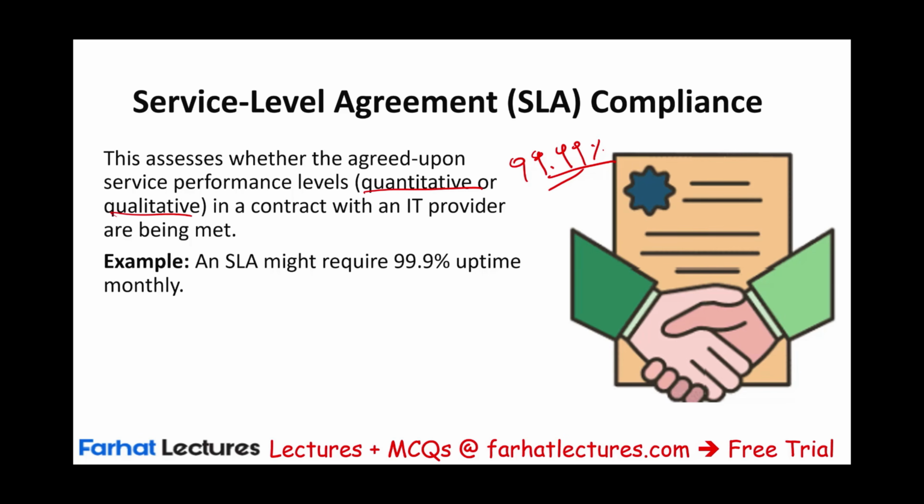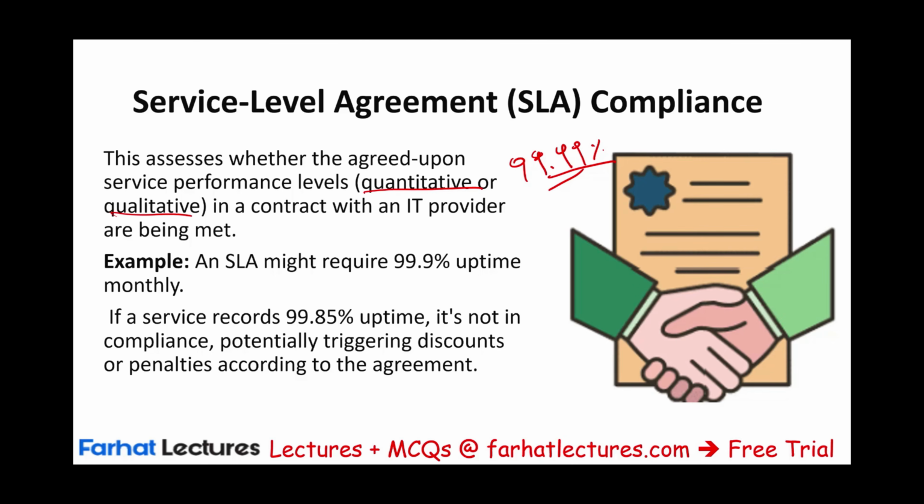An SLA might require 99.9% uptime. If a service records 99.85% uptime, it's not in compliance, potentially triggering discounts or penalties according to the agreement. And that's why you want to have an agreement: you're giving the service provider an incentive to keep your system at 99.99%. Otherwise, you may get a discount, or they may have to pay a penalty for lost revenue. So that's why an agreement is very helpful.